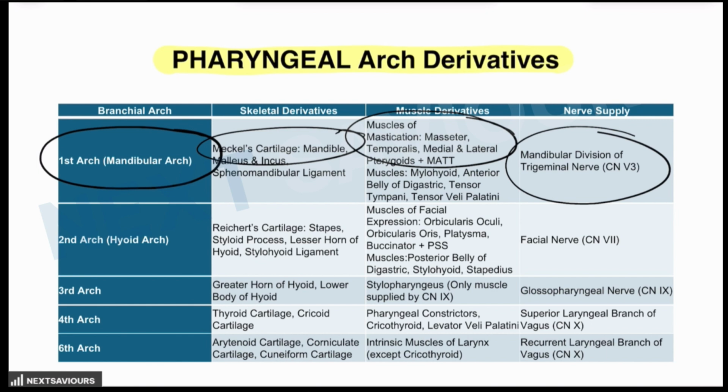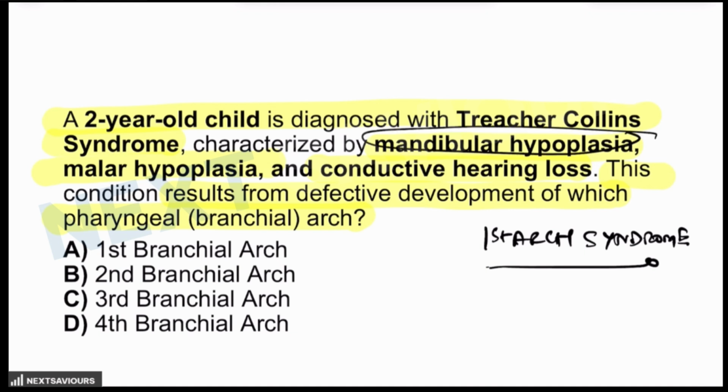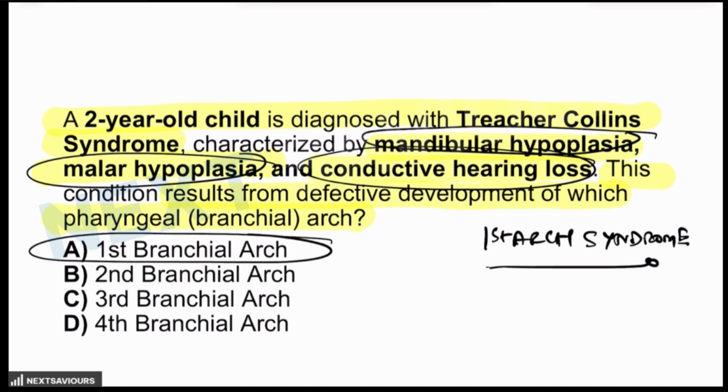Now, Treacher Collins syndrome, which is also known as first arch syndrome, is caused by the failure of neural crest migration, which leads to micrognathia, which is a small jaw, underdeveloped zygoma, leading to malar hypoplasia, and malformed ear structures leading to conductive hearing loss. So obviously the answer for this question is the first branchial arch. It is because of the abnormality of the first branchial arch.